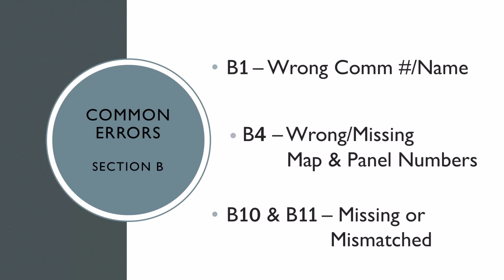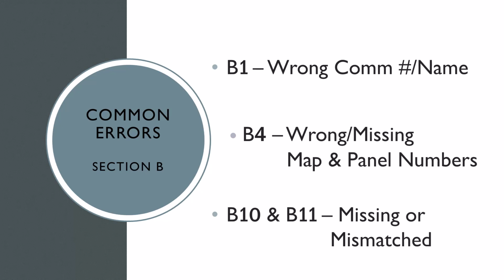B4 is a very common error. Here, we typically see just the first 6 characters of the map number, or just the panel numbers, or something other than the 10-digit full map and panel number that's supposed to be here. Please be sure the full map and panel number are entered in this field.